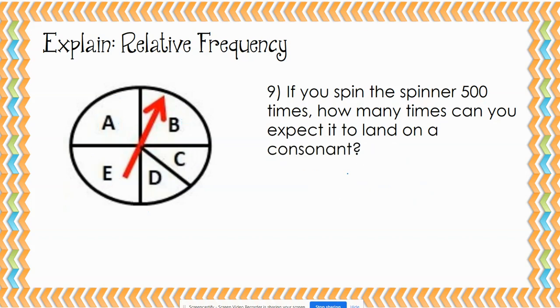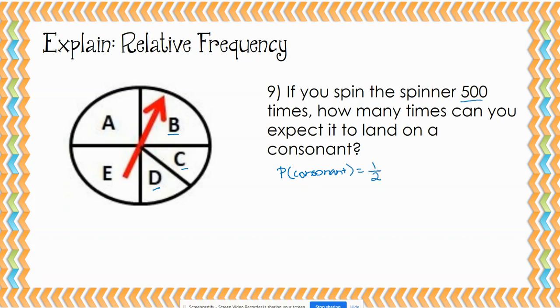Number 9 asks, if you spin the spinner 500 times, how many times can you expect it to land on a consonant? Well, when I look at my consonants, those are B, C, and D. Well, when I look at this, those take up half of my spinner. So the probability of landing on a consonant is 1/2 on my spinner.